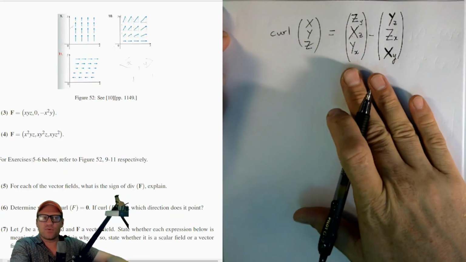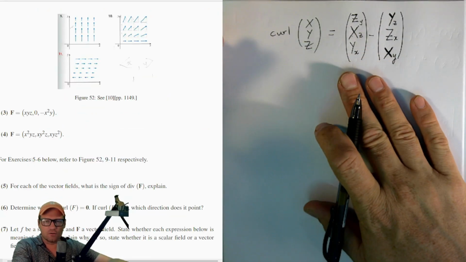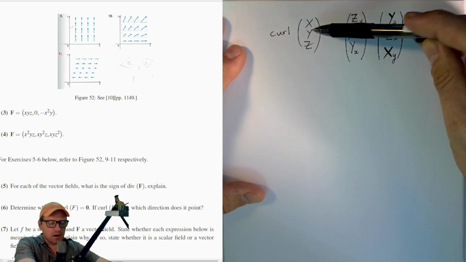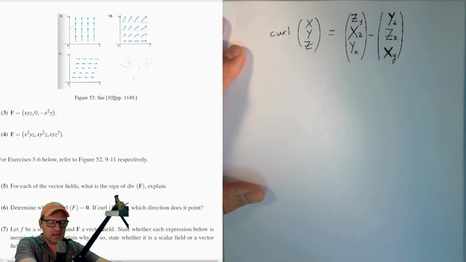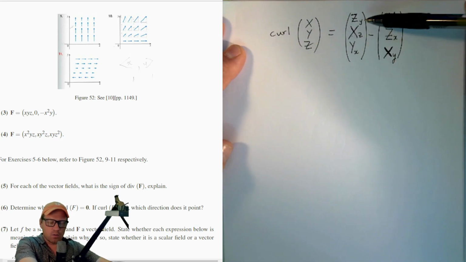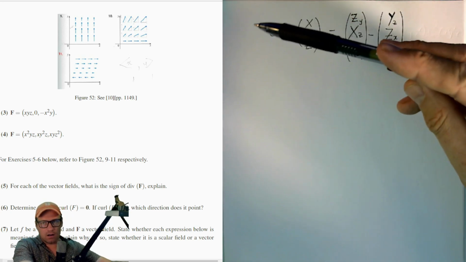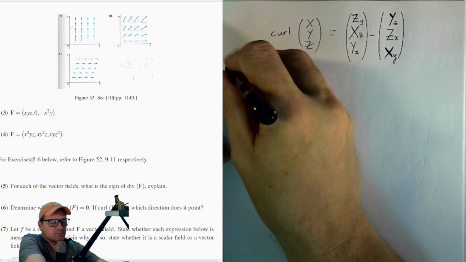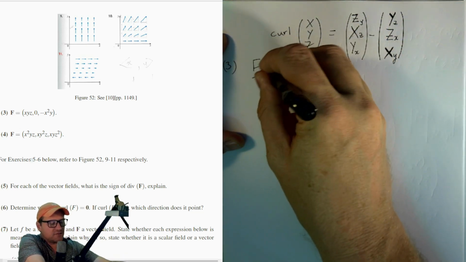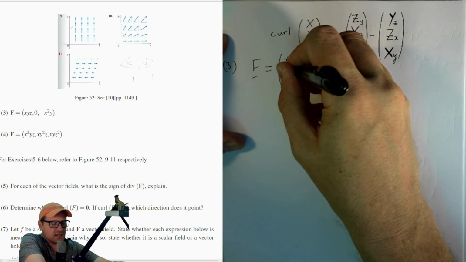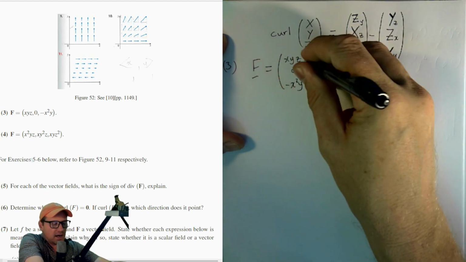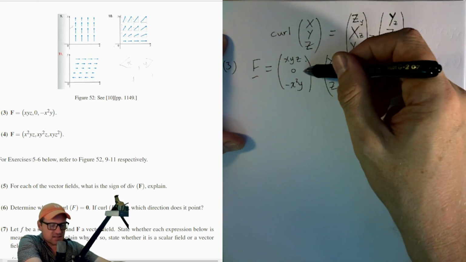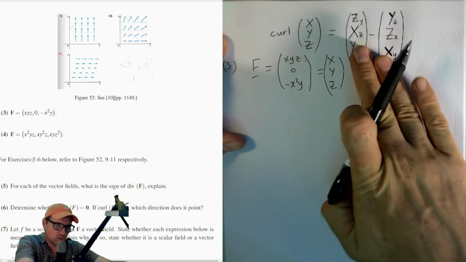Okay, so it's occurred to me that this is probably a somewhat better form of the curl formula, where the components of the vector field uppercase F are uppercase X, uppercase Y, uppercase Z, and then I can use the lowercase letters x, y, and z as they are in the formula. So for example, let's do question 3 using this formula. In question 3, we have uppercase F equals x y z, 0, minus x squared y. This is uppercase X, this is uppercase Y, this is uppercase Z in this case. And so we're going to use this formula.